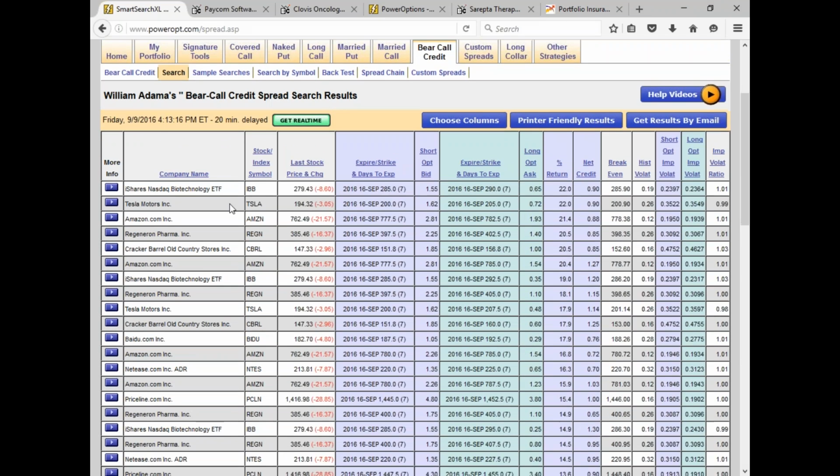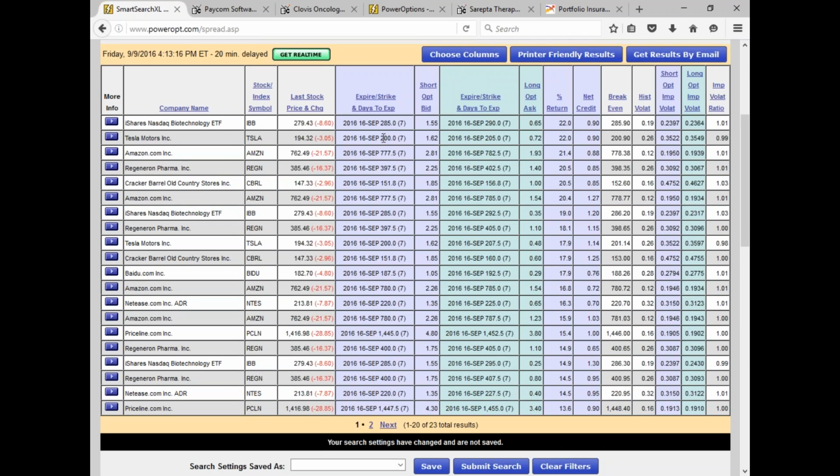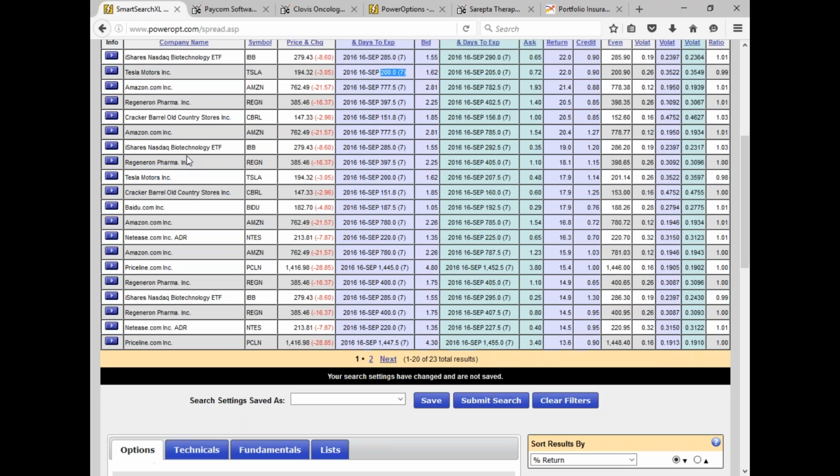All right, so I've got Tesla with 190. I mean, that's for a 7-day trade. It's at 194, and it's at 200. That's a little risky for me. Amazon, iShares, Cracker Barrel at 147.